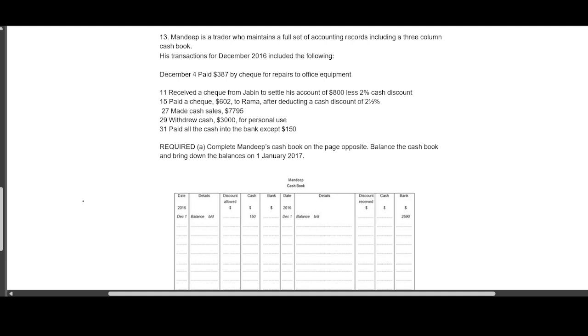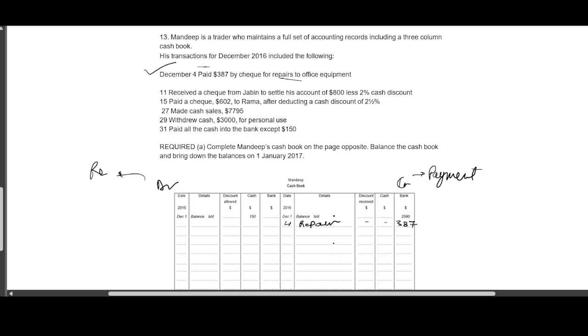So first we need to do balance brought down 150 and balance brought down 2590 is already given to you. We just need to start from here. So paid, this is credit, means payment side. Okay, and this is debit, receipt. Okay, so payment is check to repair. So just need to write down on 4th repair. Okay, and in the bank column you have to mention the amount, which is 387.